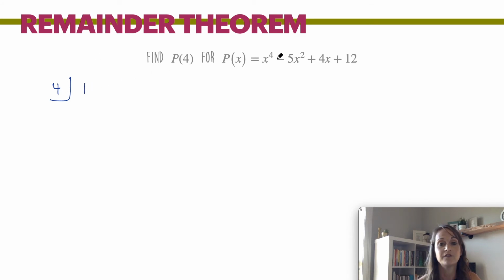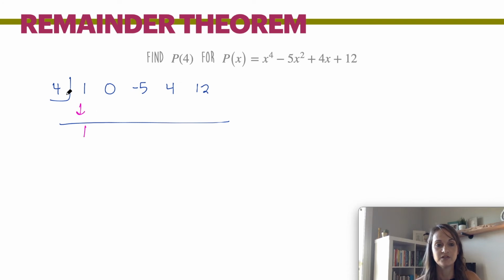Now, I'm going to do the coefficients. X to the 4th has a coefficient of 1. There is no x cubed. -5 is the coefficient of x squared. 4, 12. Draw my line. Bring down my first number, multiply. Bring down my second number, multiply. I'm sorry, not bring it down. Add 0 and 40, and then I'll get 4. 4 times 4 is 16. Add these, I get 11. 4 times 11 is 44. 44 and 4 give me 48.